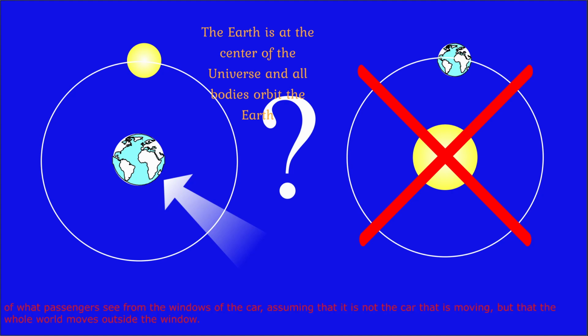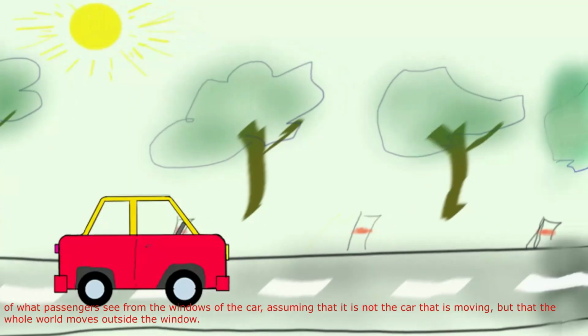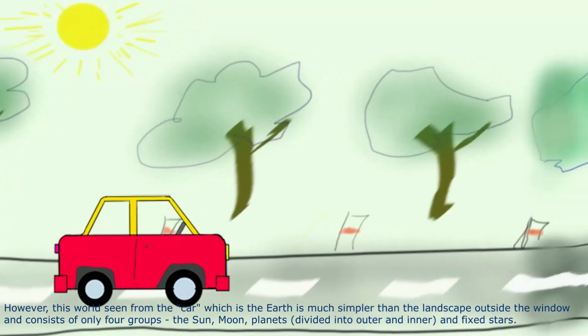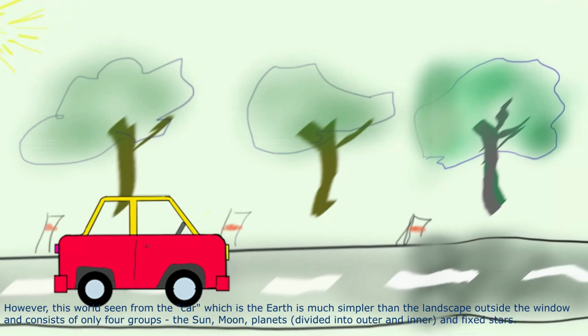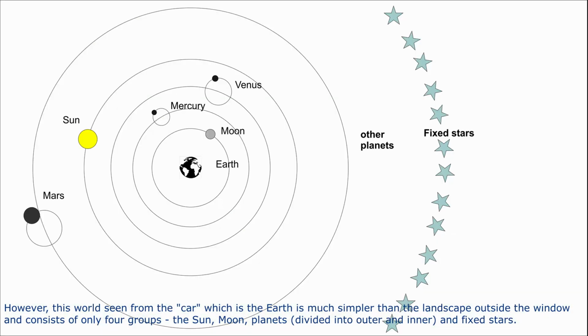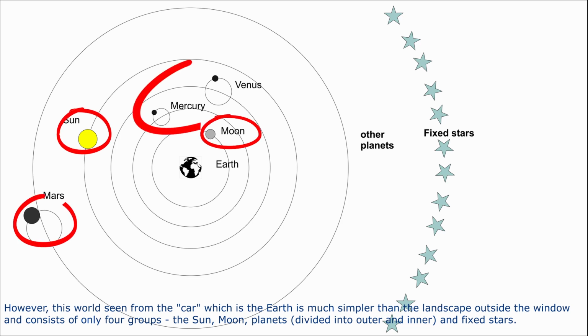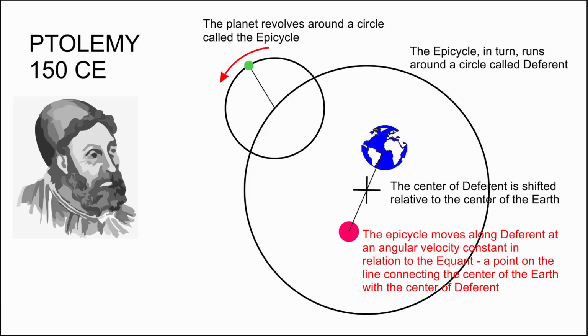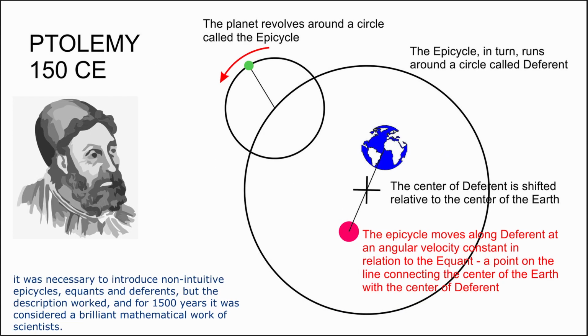Returning to our analogy with the car, the description proposed by Ptolemy corresponded to the description of what passengers see from the windows of the car, assuming that it is not the car that is moving, but that the whole world moves outside the window. However, this world seen from the car, which is the Earth, is much simpler than the landscape outside the window and consists of only four groups: the Sun, Moon, planets, divided into outer and inner, and fixed stars. The mathematical description of such a universe was complicated. It was necessary to introduce non-intuitive epicycles, equants, and deferents, but the description worked, and for 1500 years it was considered as a brilliant mathematical work of scientists.